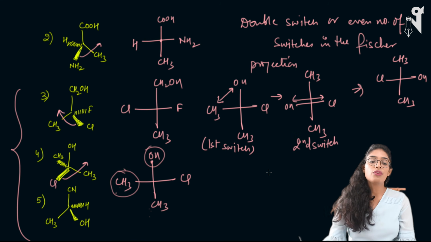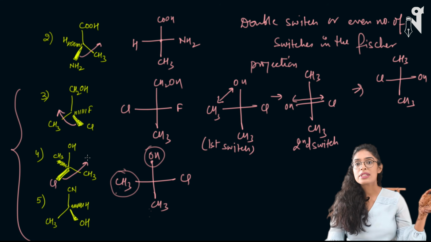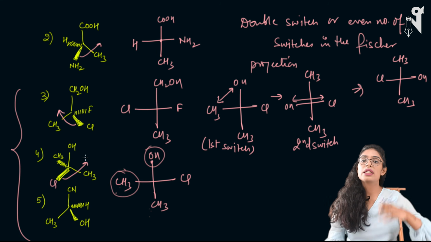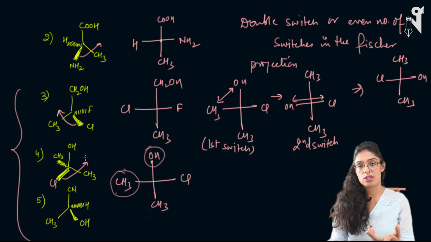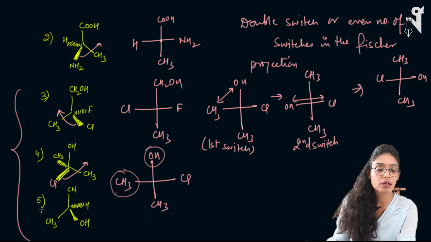So this was important information. I think I have written this note in the previous slide that you have to try keeping the maximum number of carbons in the vertical line, but I had not shown you an example there because I wanted to show you with this question. Okay. Now let's move to the next compound.